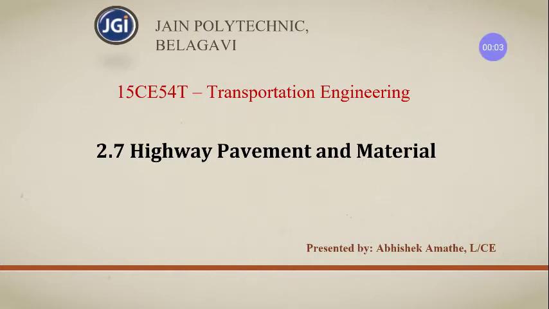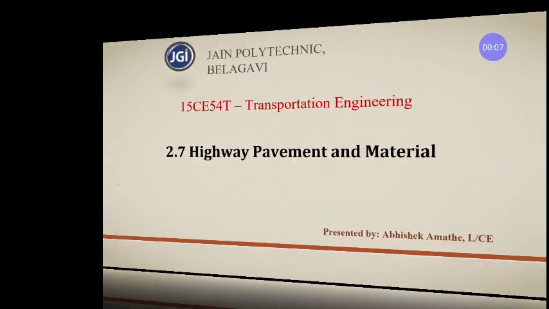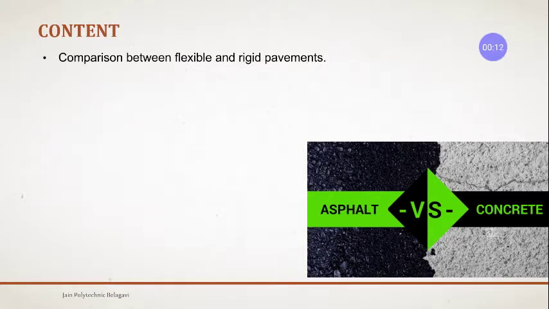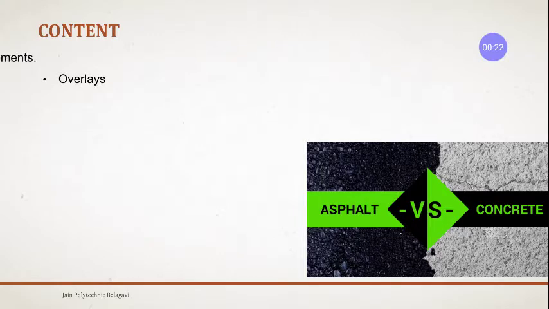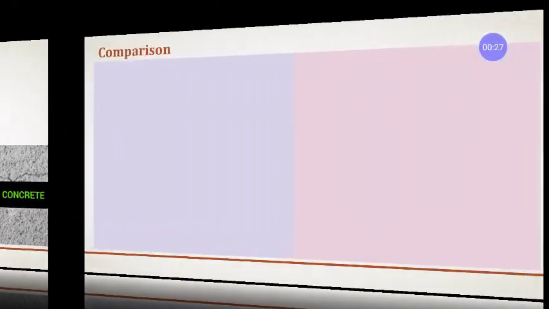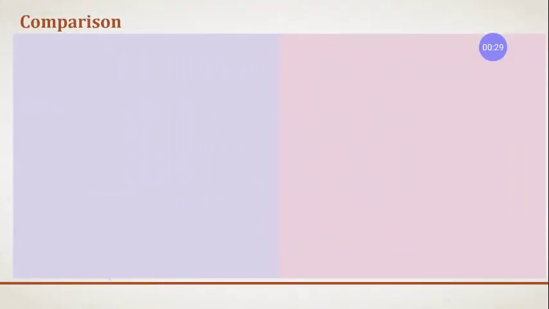Welcome to the seventh lecture of the highway pavement and material. Today we are going to see the comparison between the flexible pavements and the rigid pavements, right? So the difference between the bituminous concrete road and the concrete roads, and what is overlay, right? So we are going to study these two things: the comparison between flexible pavements and the rigid pavements, right?